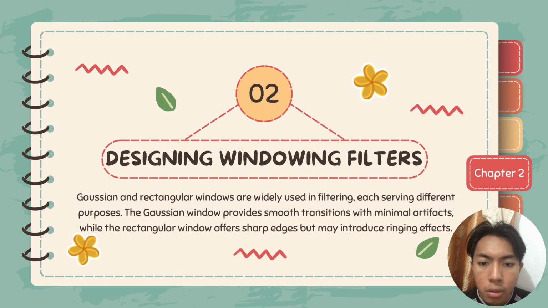So we will get into the next topic, which is designing the filtering window. There are two filtering windows that we will use to design the window filter. One is the rectangular window, and the other is the Gaussian filtering window.